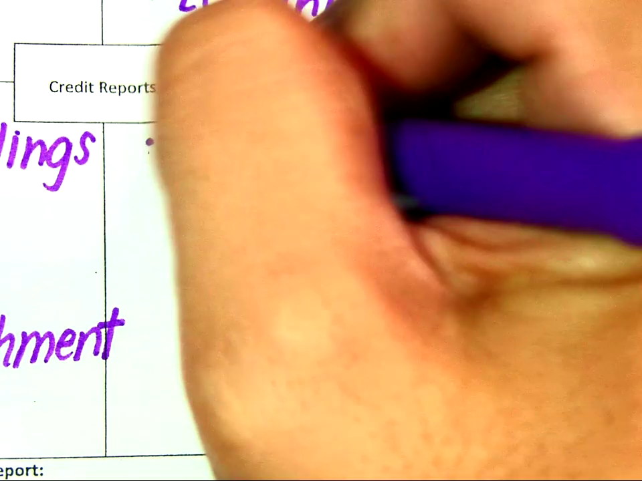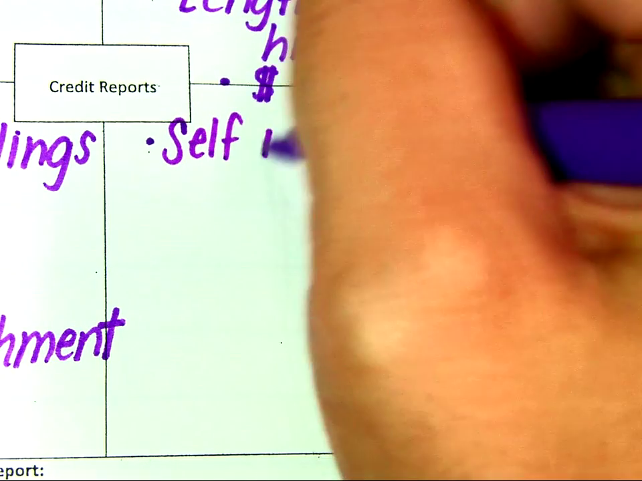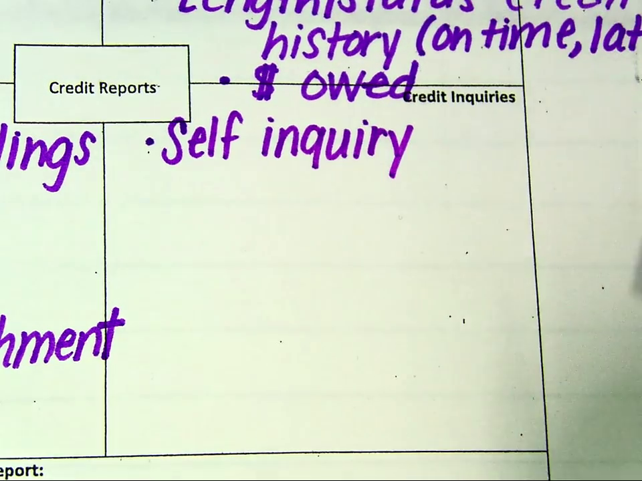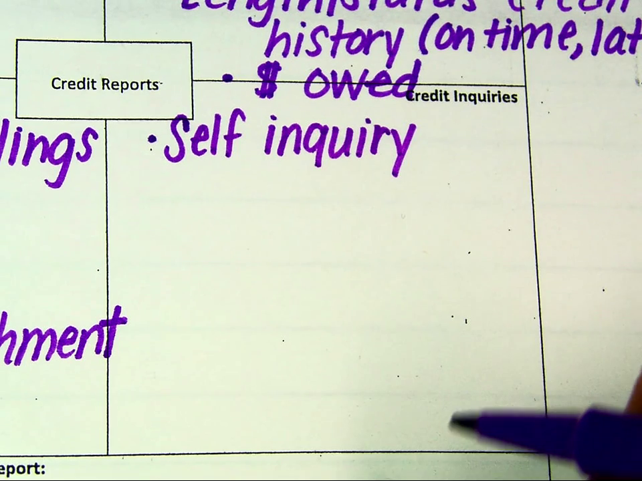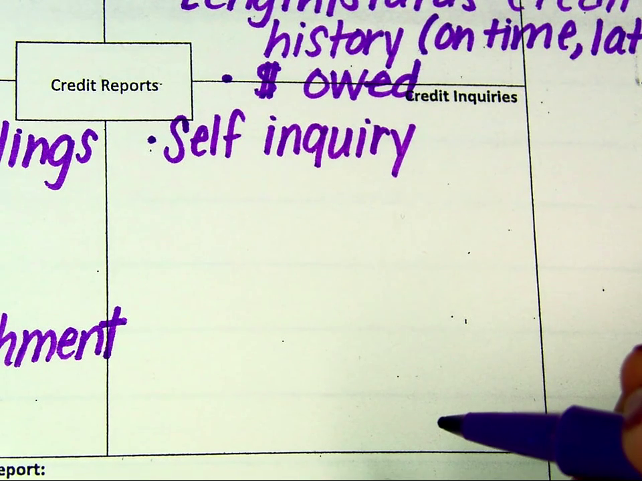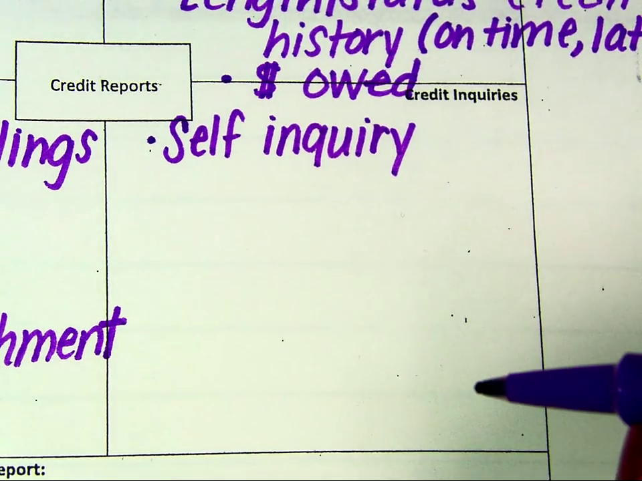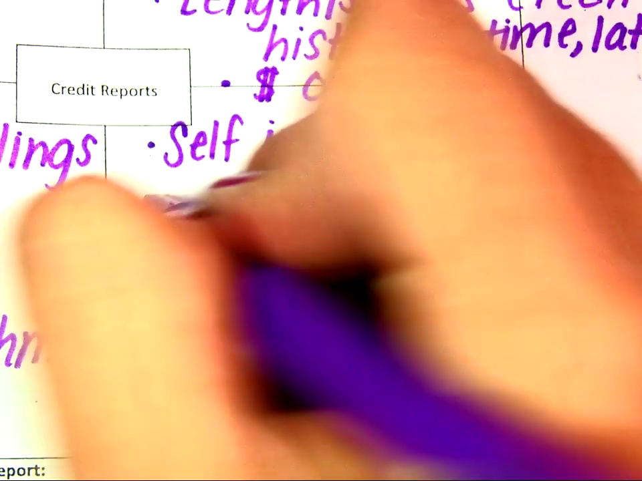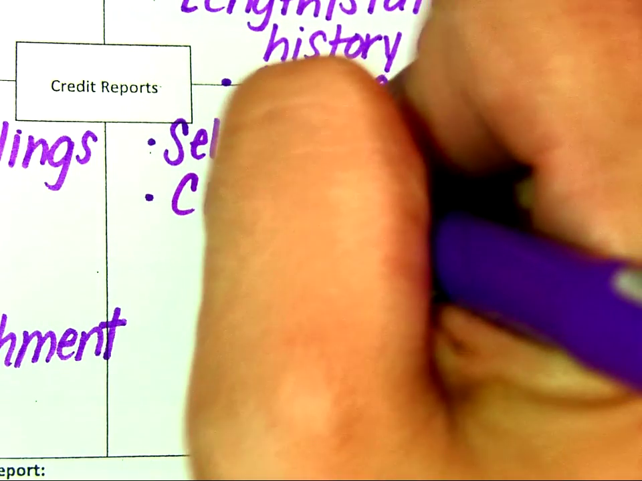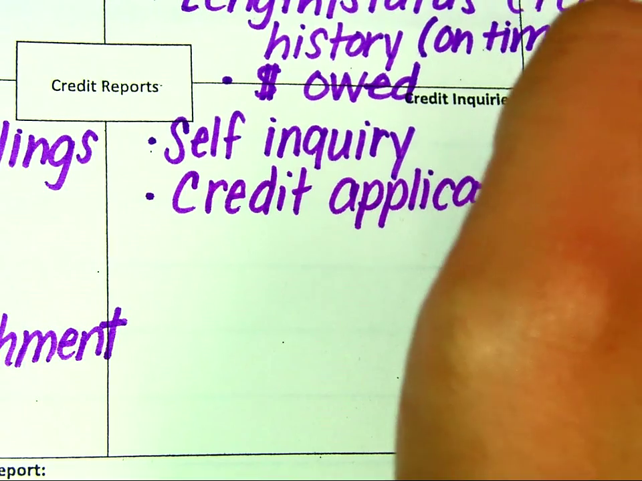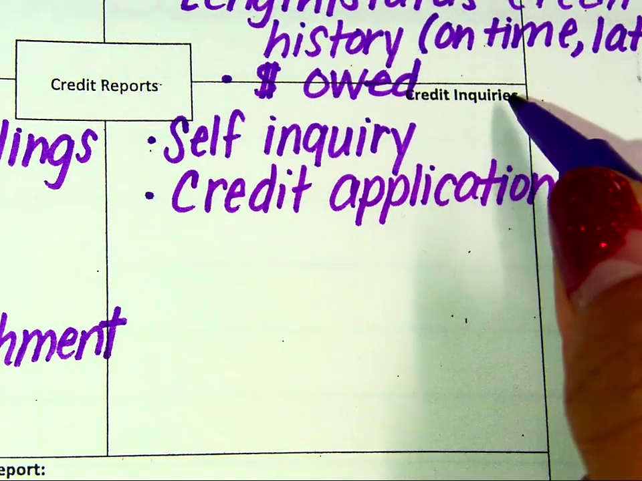So there's a self-inquiry, and the video did talk about you wanting to check your credit report at least once a year, and so you can do that, getting a free credit report. And obviously this is for like when you're an adult. Your parents probably do these types of things right now. You can also, if you're applying for credit, so any type of credit application would be considered an inquiry.